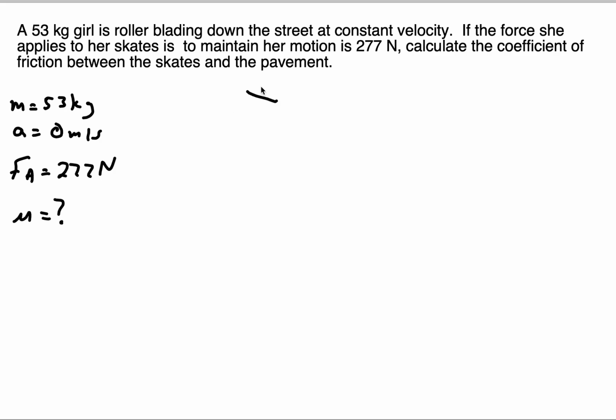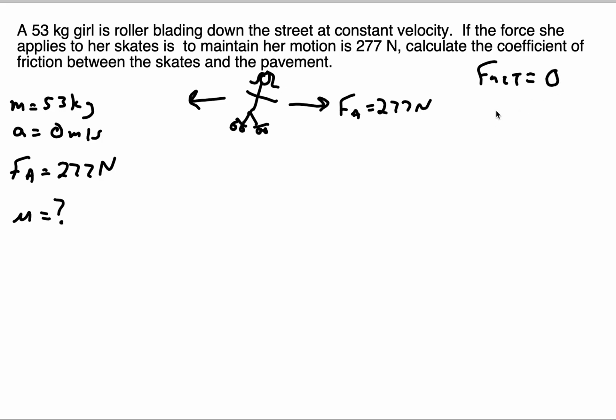So I'm going to draw a little picture here. Here she is, and she's rollerblading. So she's pushing forward with a force, an applied force of 277 newtons. If the acceleration is 0, the net force has to be 0. Does everybody agree with that? Because 0 times any mass will be 0.